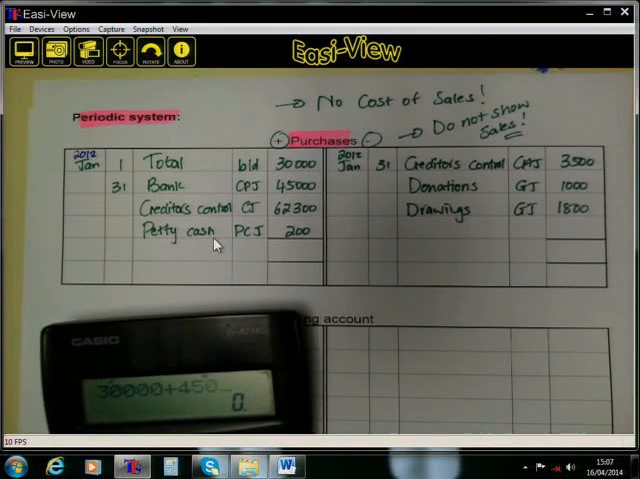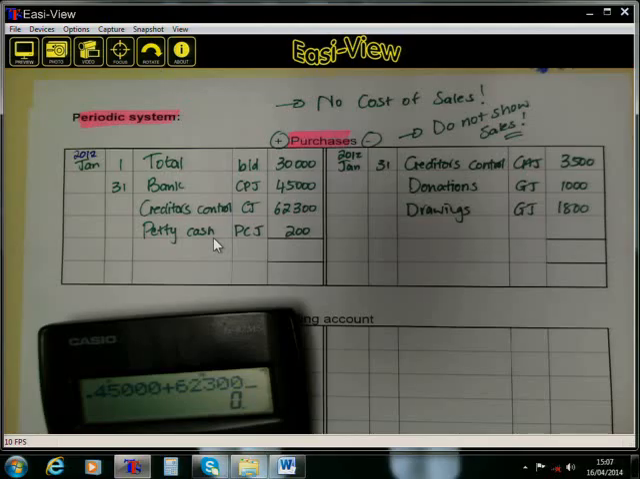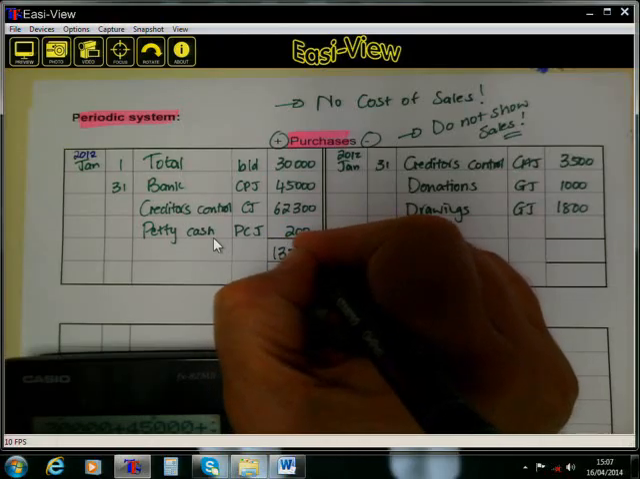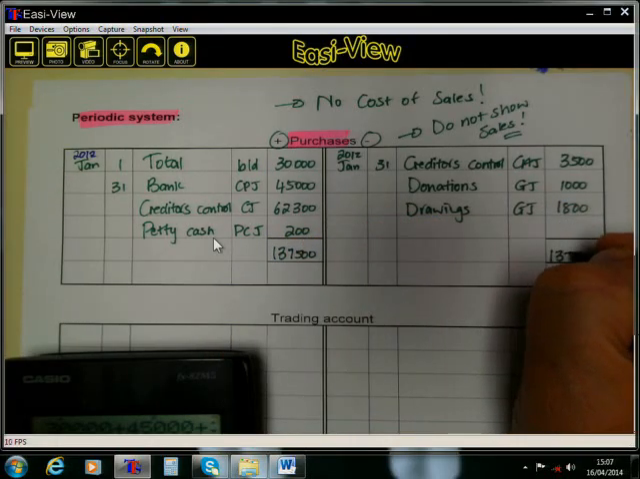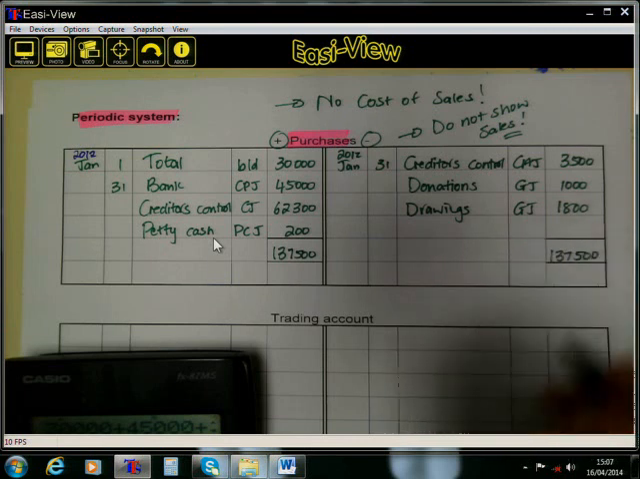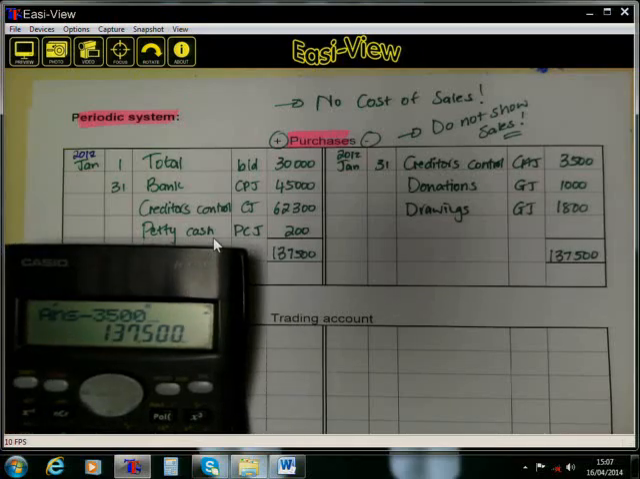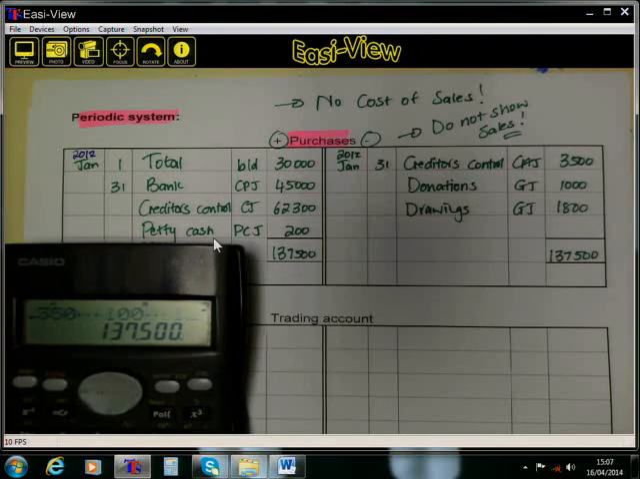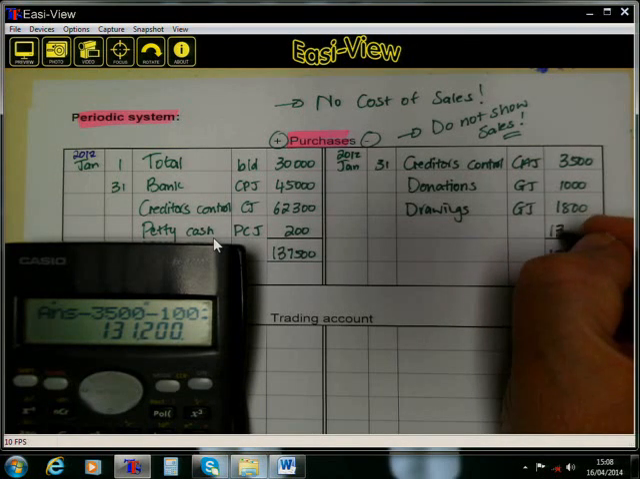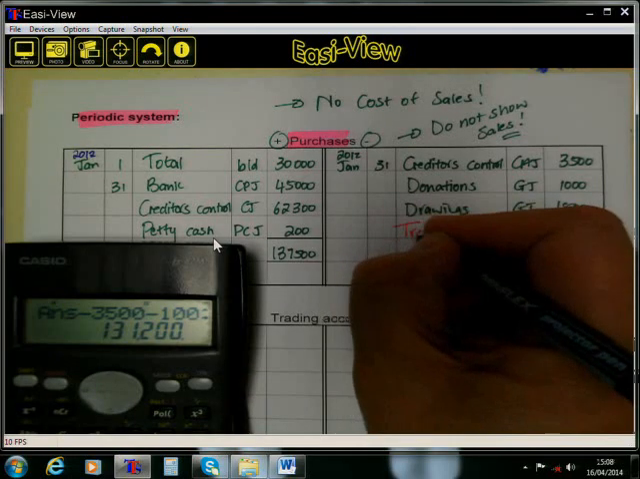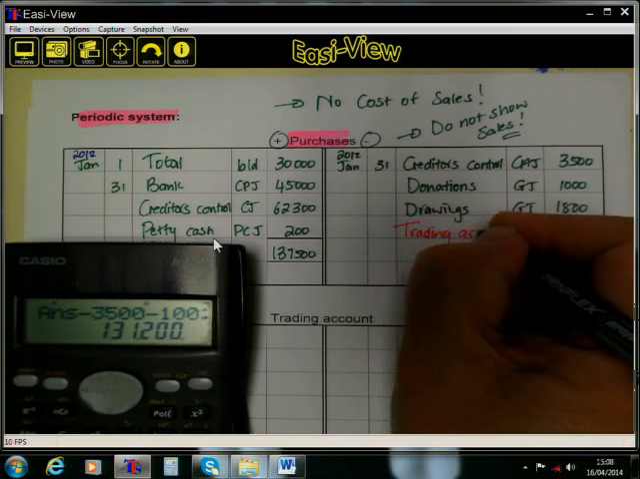30,000 plus 45,000 plus 62,300 plus 200 Rand gives you 137,500. And if I put the 137,500 there, minus 3,500, minus 1,000, minus 1,800, gives us 131,200. But this one we don't balance. We take it to the trading account. Straight away to the trading account.